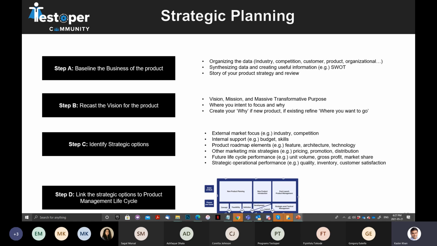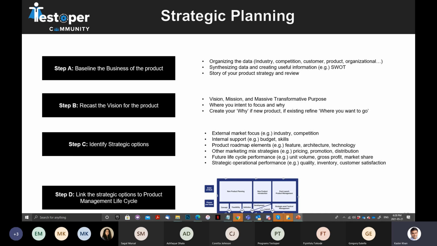What kind of data? We have learned about industry, you know that. We have learned about competition, you know that. We have learned about customer. We have learned about product. We have learned about organizational, like team and their strengths, weaknesses. So all these data, you got to collect and you got to organize. That's the first thing when you are building a strategy for your company. Collect all the data and organize all these data.